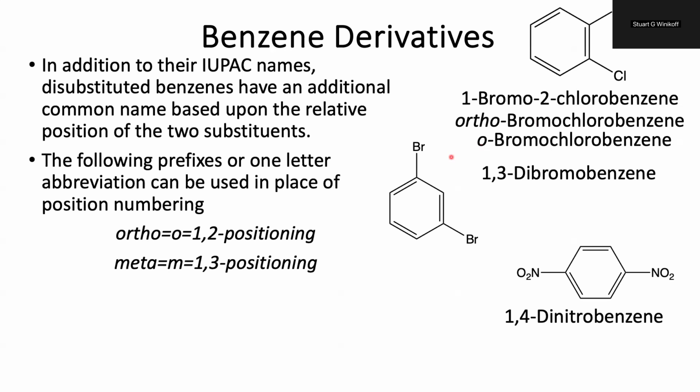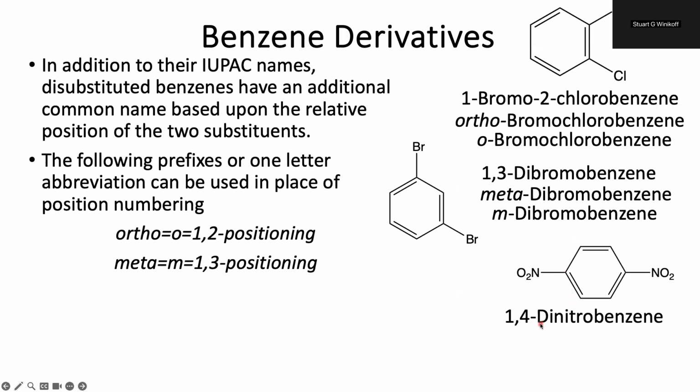Similarly, if I have a 1-3 position, this is called meta positioning. Same as the Facebook company. So at this point, it's going to be a 1-3 position. So this would normally be 1,3-dibromobenzene. However, I can simply replace this as meta-dibromobenzene, again, typically written in italics, or just shortening it to m-dibromobenzene. And again, similarly, I have in this case a 1,4-dinitrobenzene.